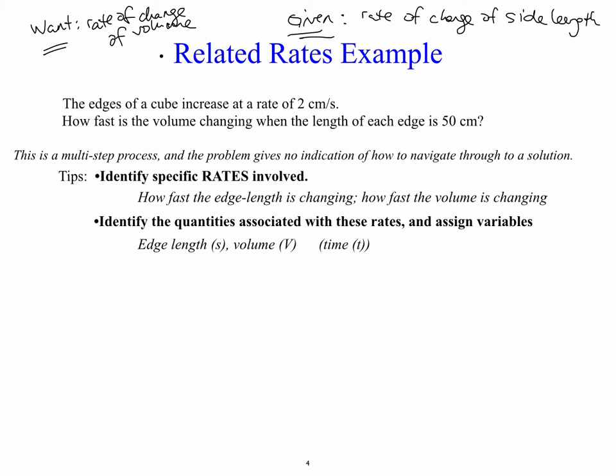Remember, at the end of the day, I need to relate these quantities because I know something about the rate of change of the side length, and I want to know about the rate of change of the volume. So if I have any hope of getting to a formula relating the rates of change, then I should probably start with a formula relating the quantities. So what formula relates the edge length of a cube and volume of a cube? Volume is S cubed, right?